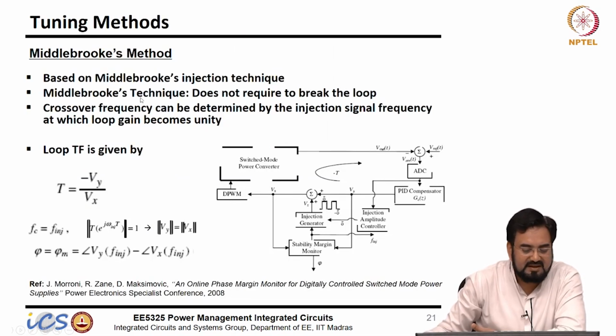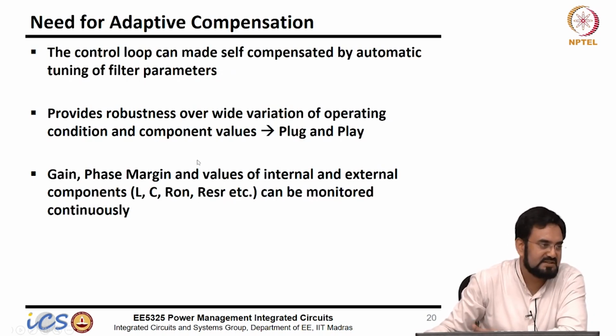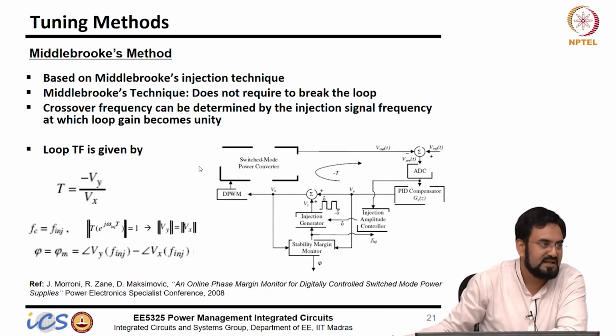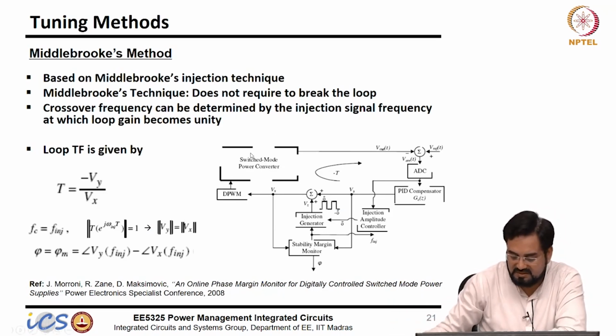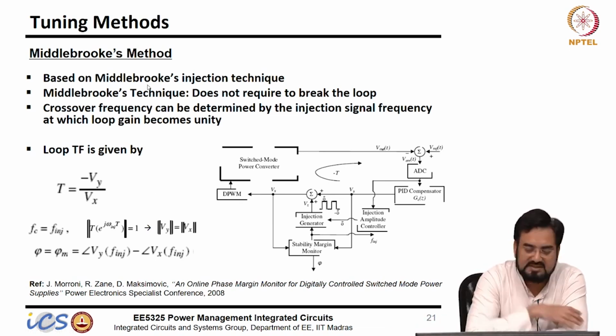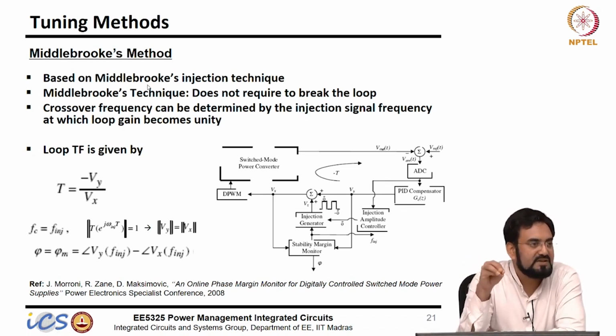As for the tuning methods, there are multiple, as this paper shows. When I say tuning methods, it's basically adaptive compensation: you tune your parameters based on changes in L and C or any other parameters. So this Middlebrook method is nothing but looking at the loop gain without breaking the loop.